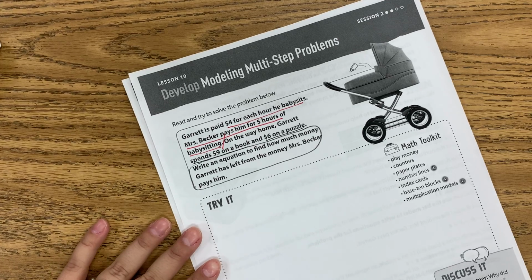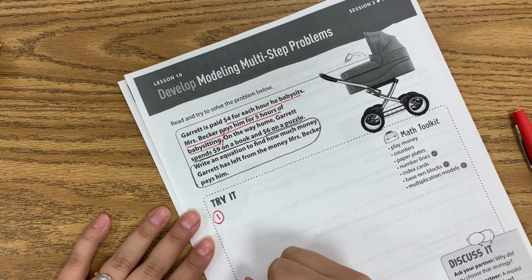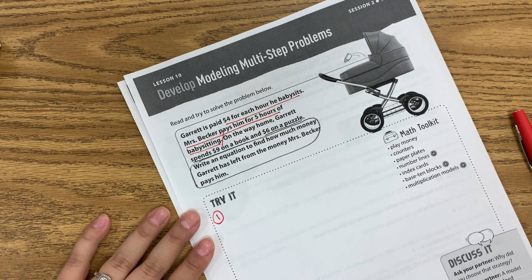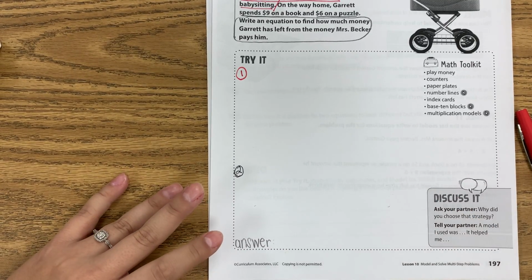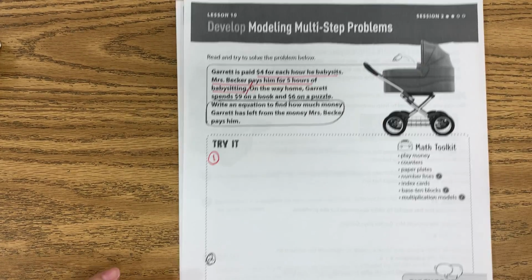So again, friends, we're going to have 2 parts here. So we're going to have part 1, and then we're going to have part 2, and then we're going to have our answer. Okay? I'm sorry, I didn't realize you couldn't see. So this is how we're going to set up our paper, because this is a multi-step problem, hence why today is called Modeling Multi-Step Problems.